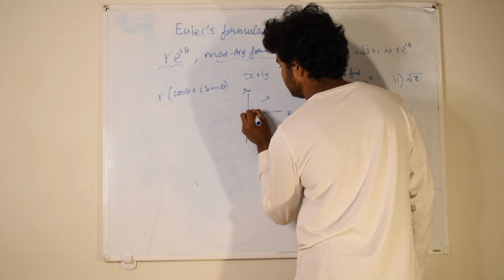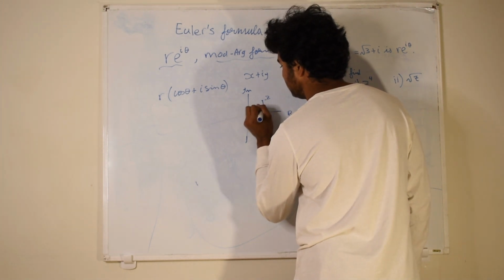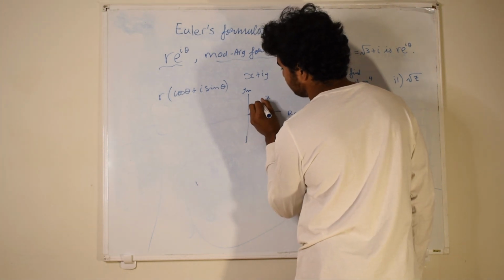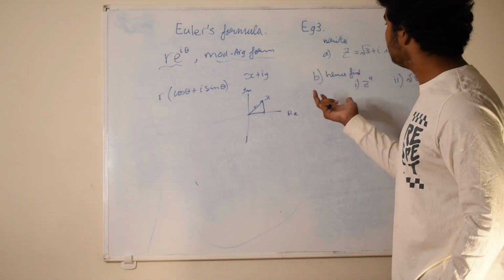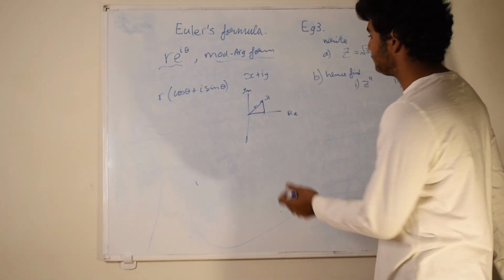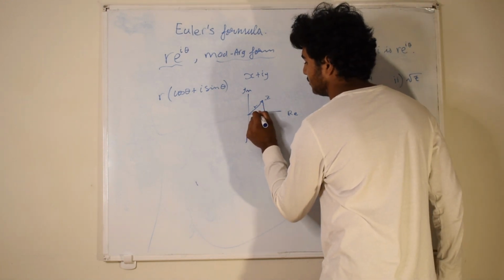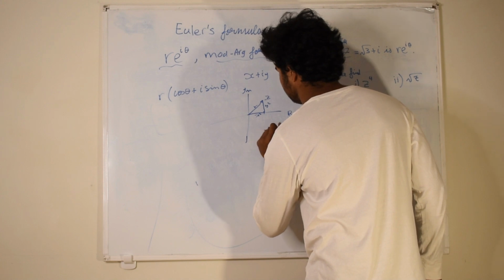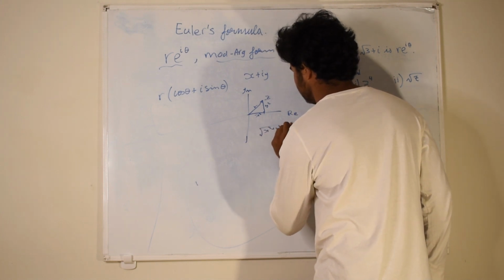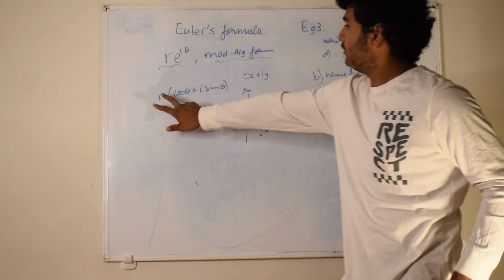So this basically is like Pythagoras. So this value right there, the value of r, is determined by Pythagoras. So basically x squared plus y squared, square root, is the value of r. So that's how you get the value of r.